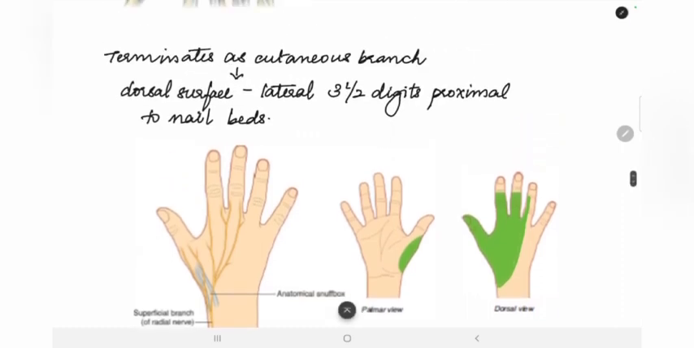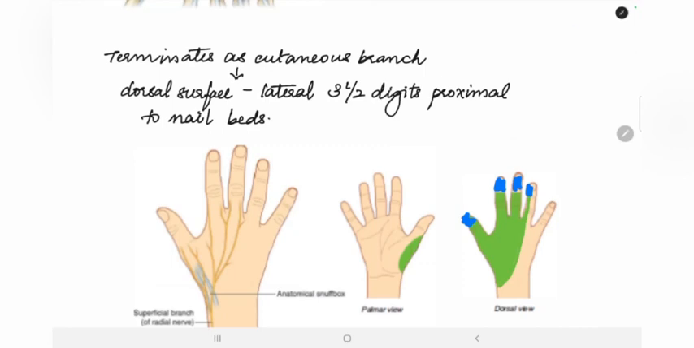cutaneous branches that supply the dorsal surface of the hand, where it supplies the lateral 3.5 digits, but proximal to the nail beds. It does not supply the nail beds. So here it does not supply the nail beds. This is not supplied by it; this is all by another nerve. It supplies proximal to the nail beds, the lateral 3.5 digits. So this is about the radial nerve.